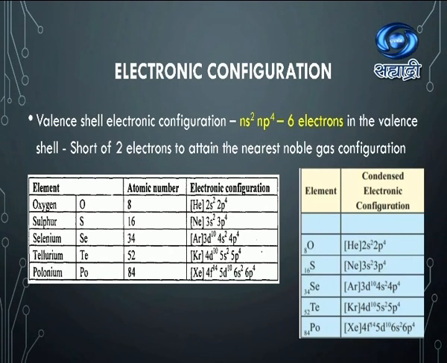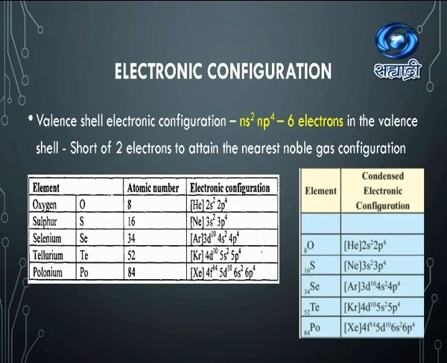Here are the elements, their atomic numbers and their electronic configurations. Oxygen, atomic number 8, configuration is helium core 2s2 2p4. Sulfur, atomic number 16, configuration is neon core 3s2 3p4. Selenium, atomic number 34, configuration is argon core 3d10 4s2 4p4. Tellurium, atomic number 52, configuration is krypton core 4d10 5s2 5p4. And polonium, atomic number 84, configuration is xenon core 4f14 5d10 6s2 6p4.